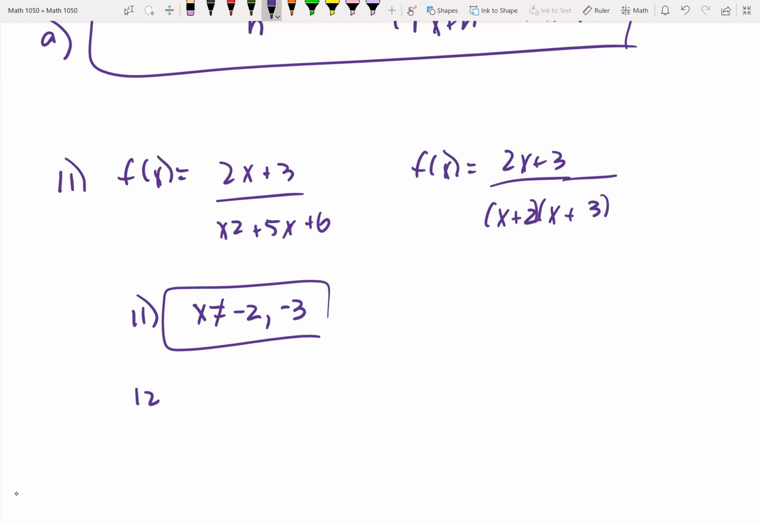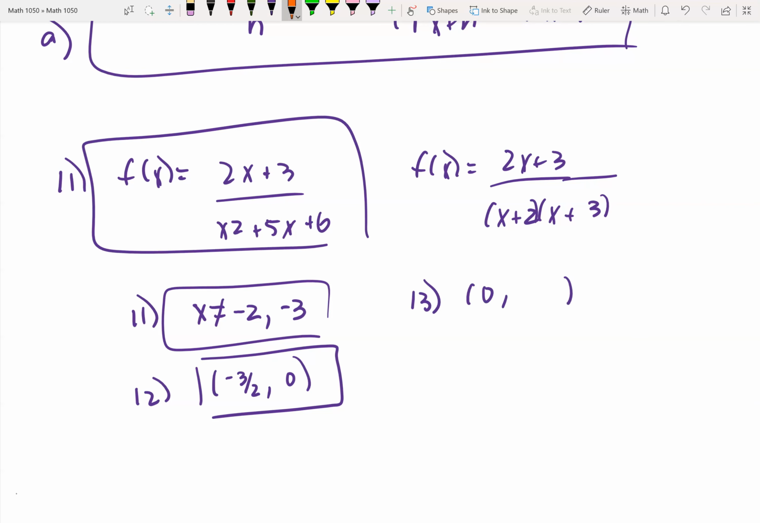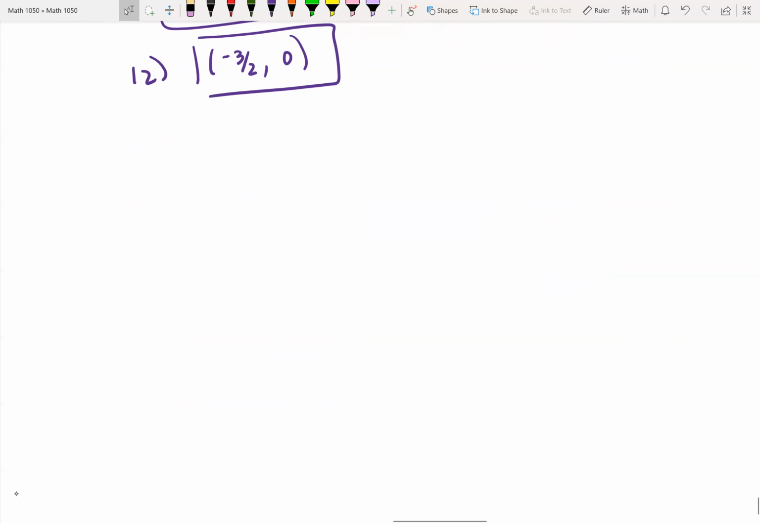Okay, question 12. To find the x-intercepts, you let y be 0, which is the same as letting the top be a 0, and that gives me a negative 3/2. You have to write that in as an ordered pair, or they won't give you anything. Question 13, find the y-intercept. You let x be a 0. So if I look here, and I let x be a 0, I get 3/6, which reduces to 1/2. Done.